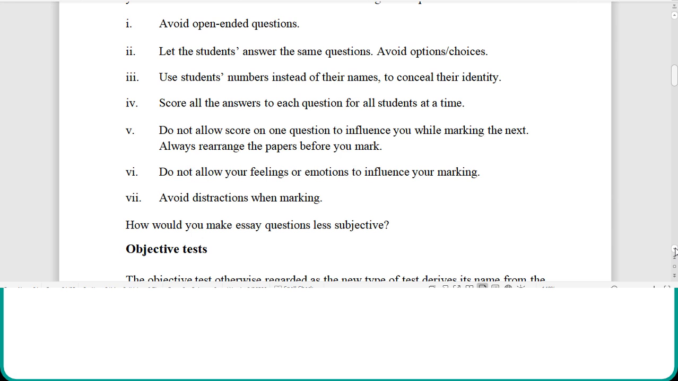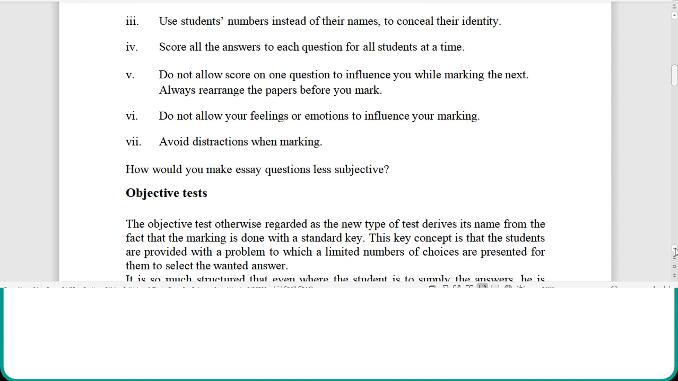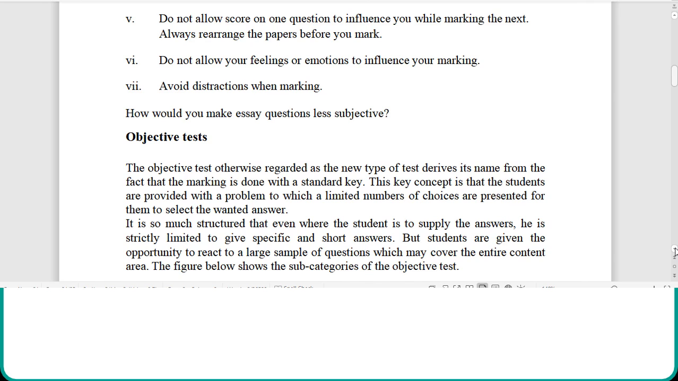So, these were some ways through which you can make your essay type questions less subjective. And do not get yourself involved while you are checking the essay type questions.